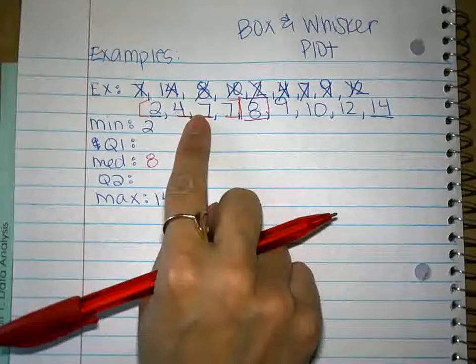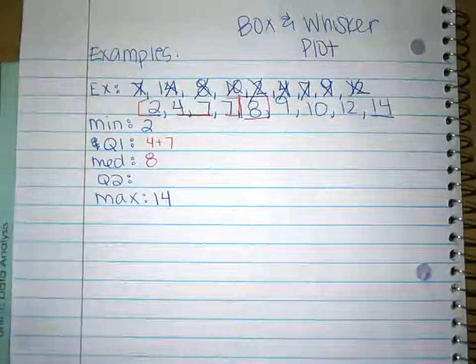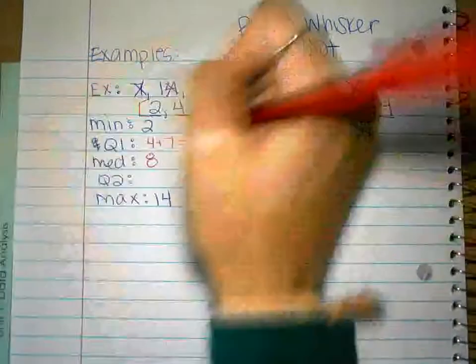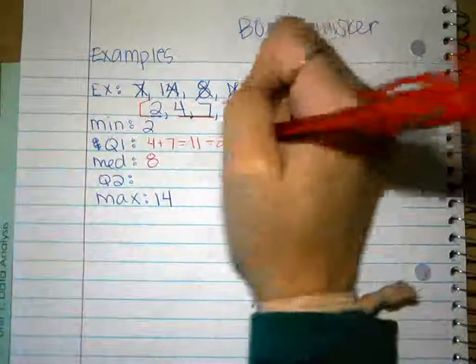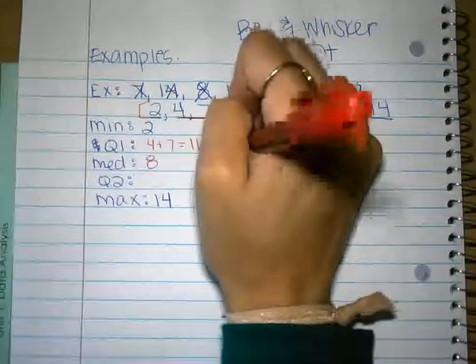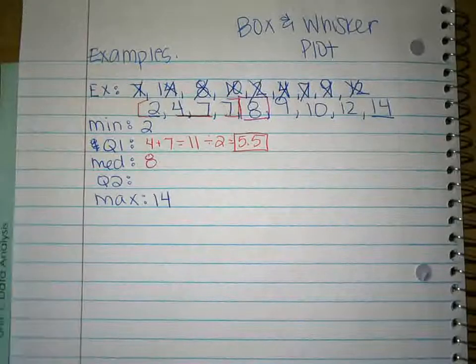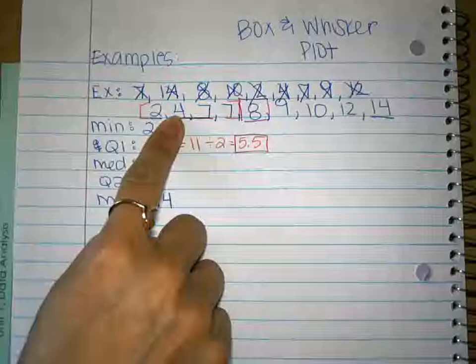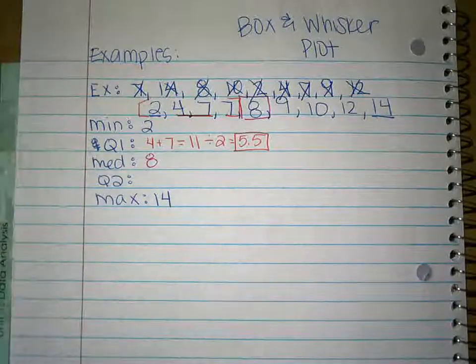If I cannot figure that out off the top of my head, I do 4 plus 7, which is, hopefully you guys got 11, and then I take 11 and I divide it by 2, and 11 divided by 2 is 5.5, which means 5.5 is my first quartile, my lower quartile. So you will not always have a direct median based on the number of numbers you have. You will have to find the median based on how I taught you.